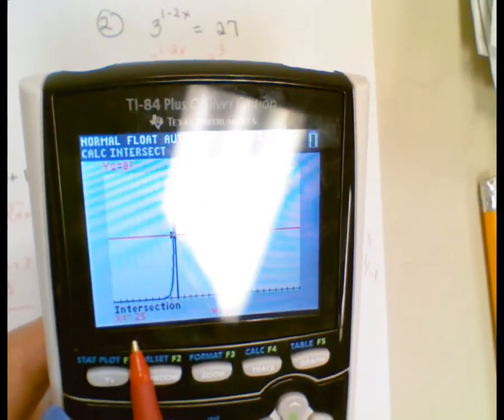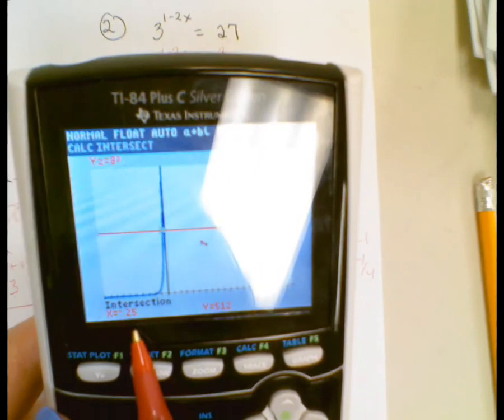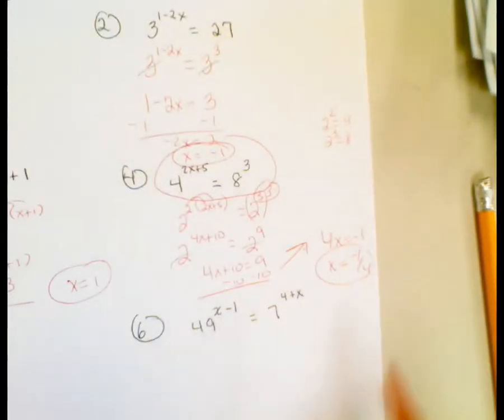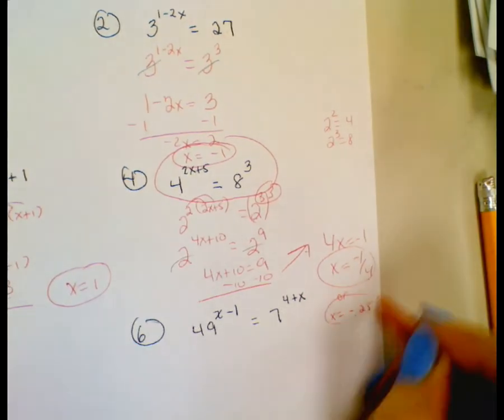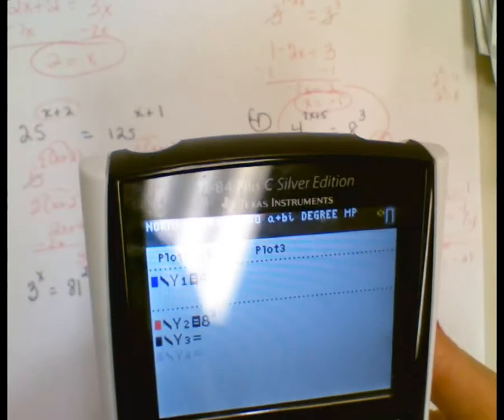And you guys see right down here at the bottom where it says negative 0.25? That's our answer. Negative 0.25, which is the same thing as x to the negative 1/4. So you can also write negative 0.25. So do you want to try the next one? Since we have the calculator out.